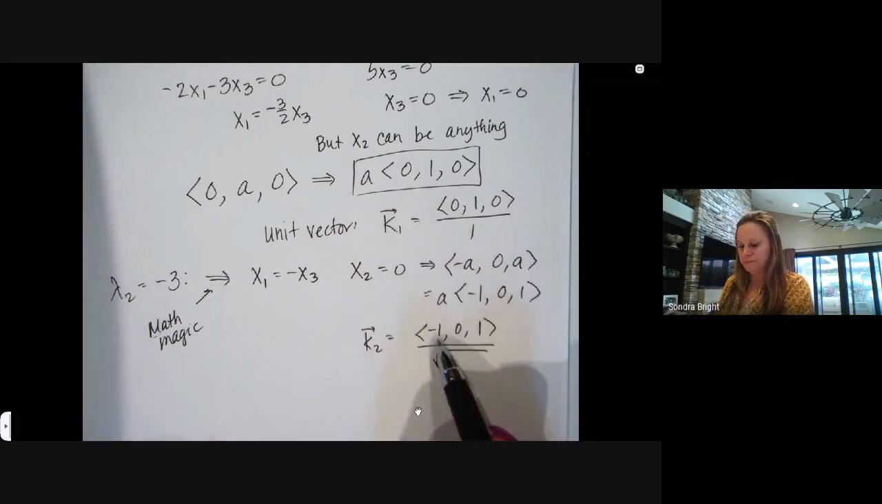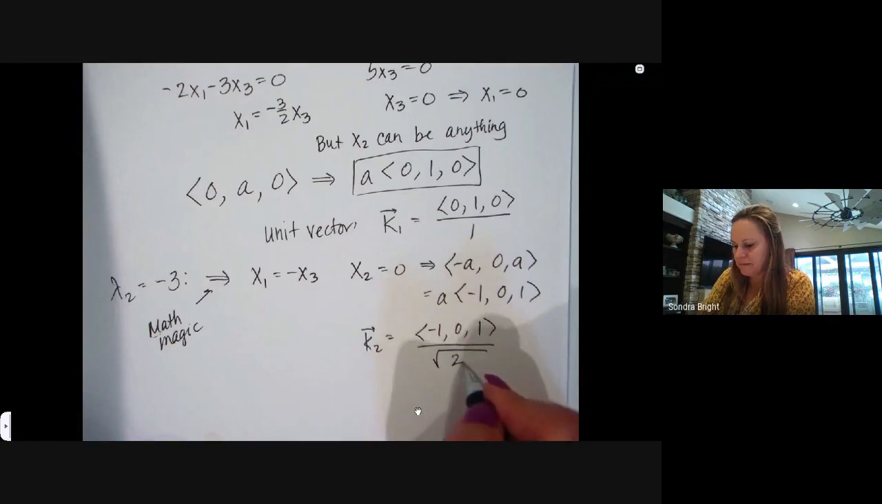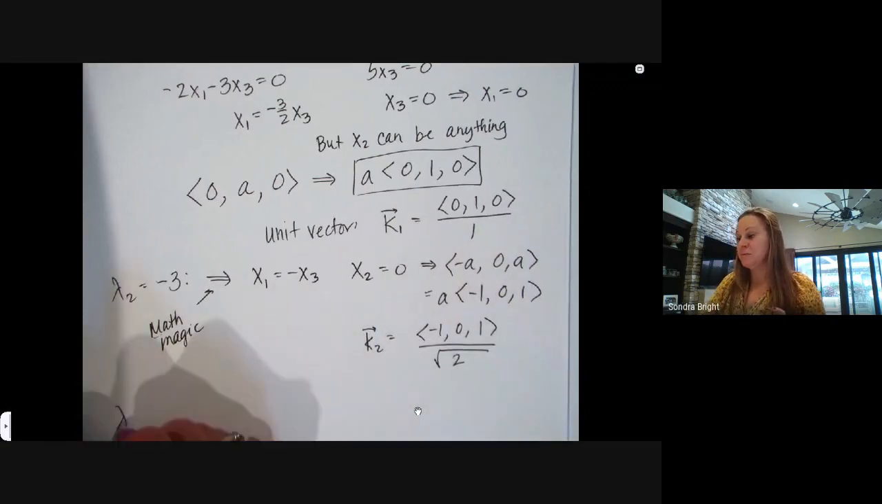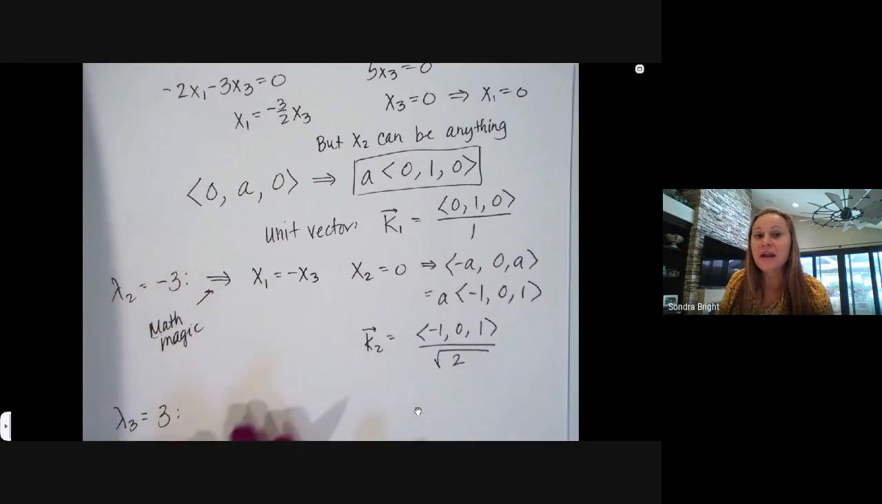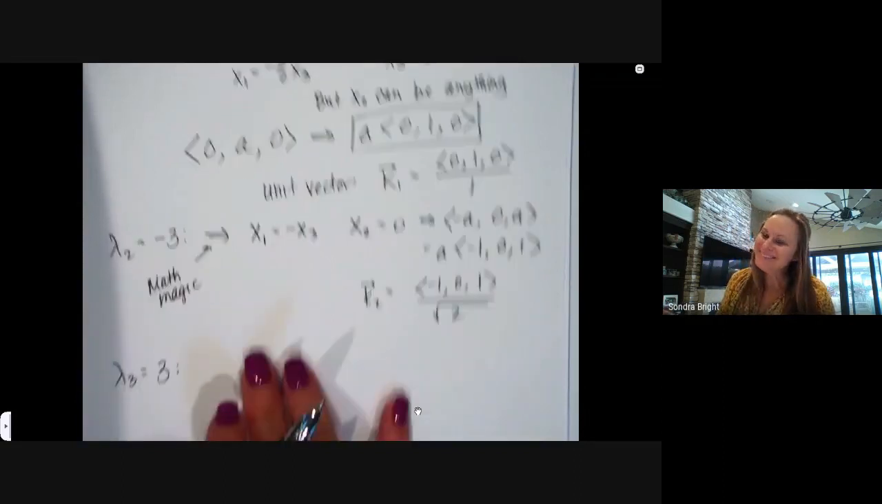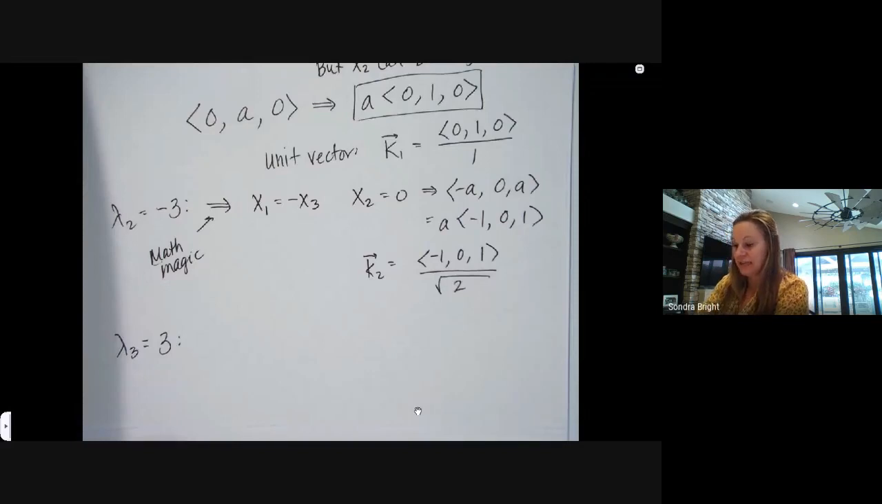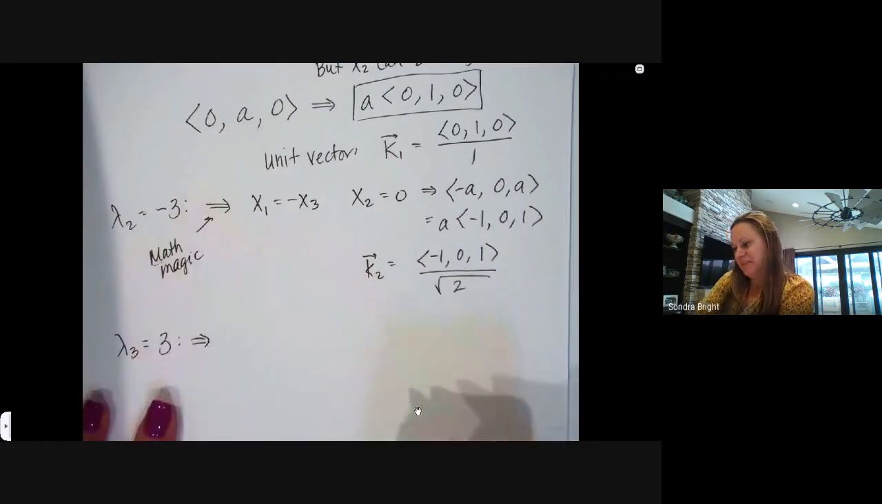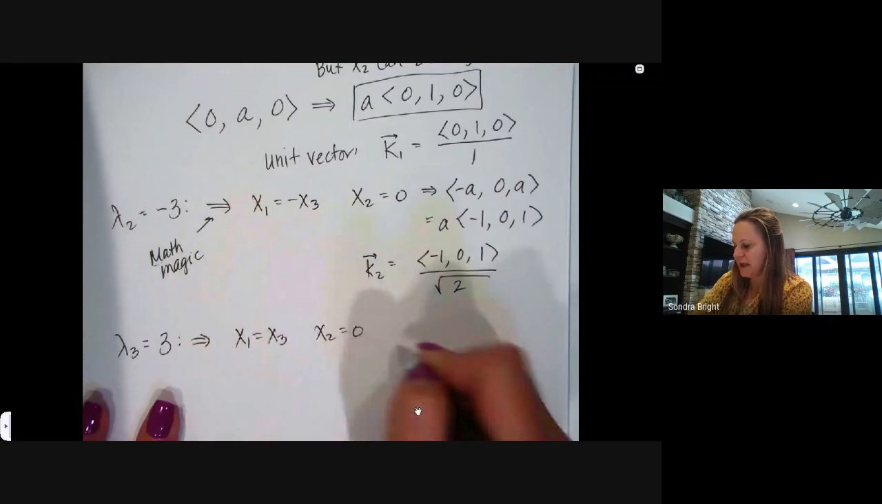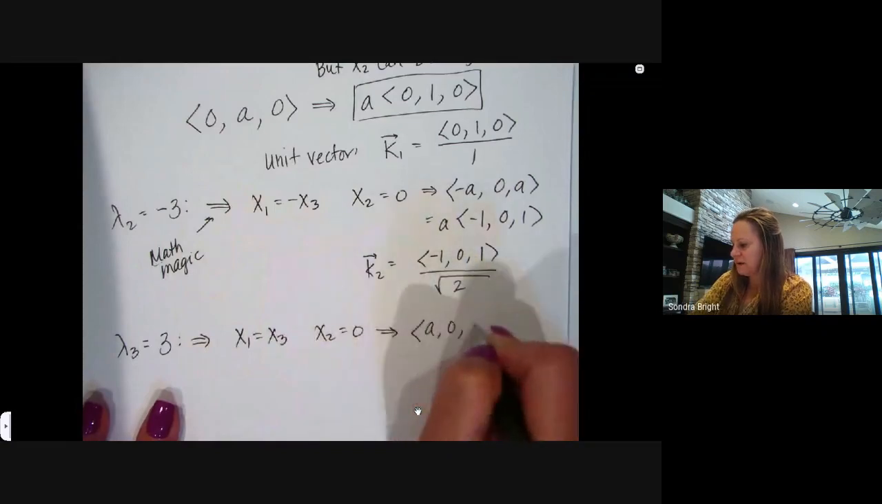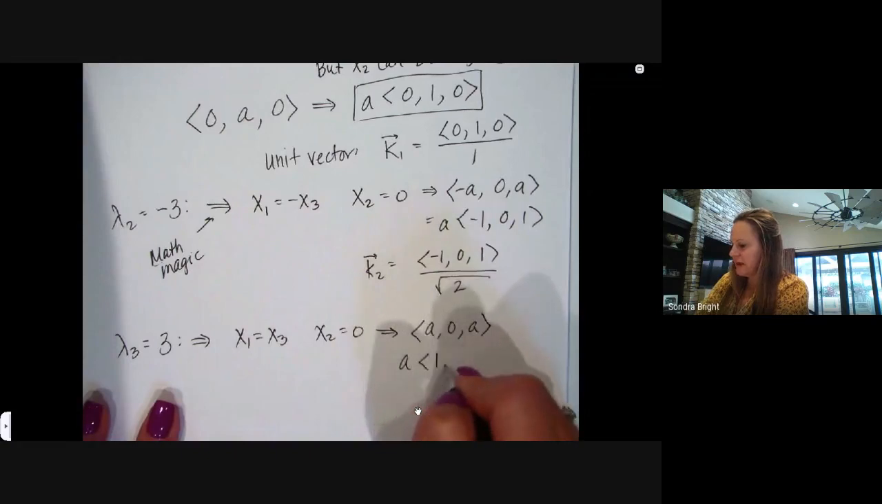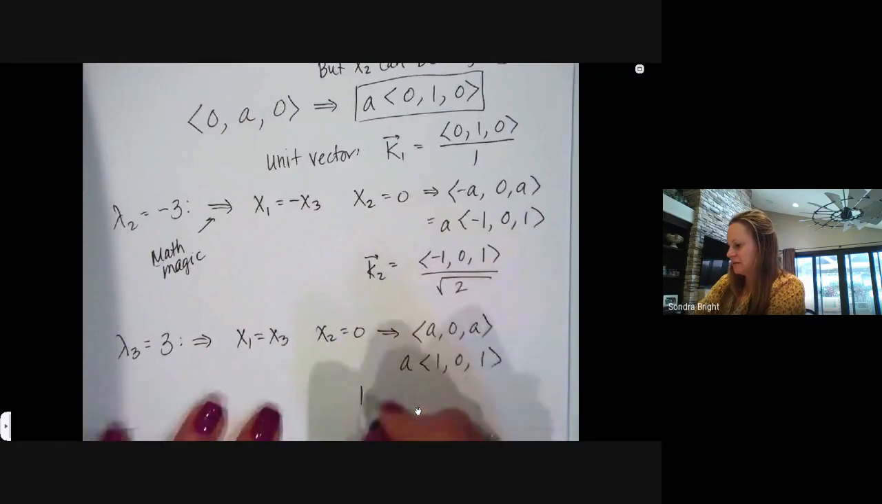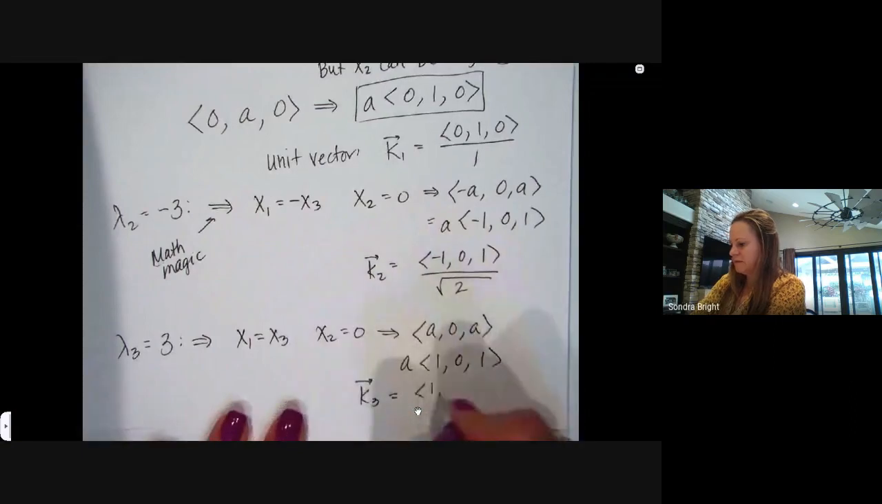And I'll do the same thing for eigenvalue positive 3. Pause the video right now, work it out on your own. Did you pause it? Did you do it? Practice it. You should have gotten a relationship of x1 is equal to x3 and x2 is equal to 0. So an A, 0, A, factoring the A out, 1, 0, 1. And so K3, the unit eigenvector, would be that guy.